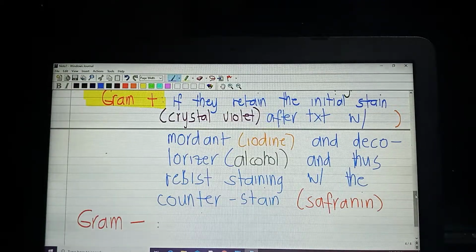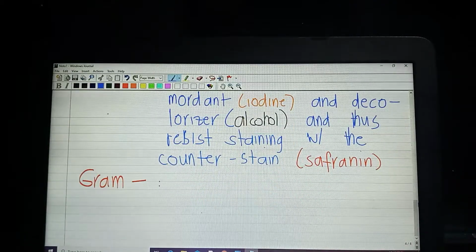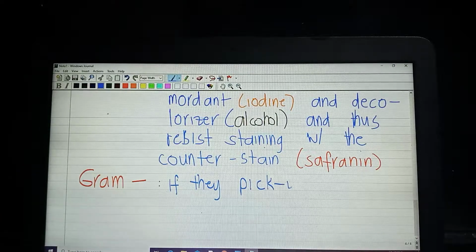Okay, what are the characteristics of your gram negative? If gram positive retain the initial stain and resist staining with safranin, your gram negative, they pick up the counter stain. So, baliktad. If they are considered gram negative, they pick up the counter stain.